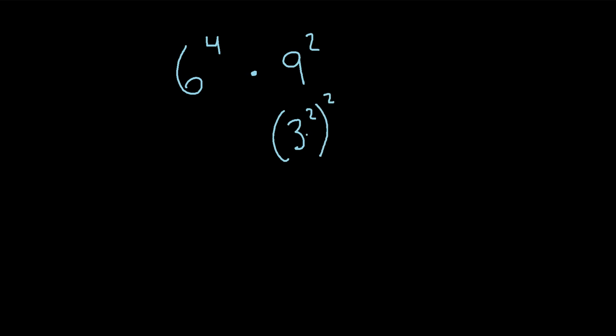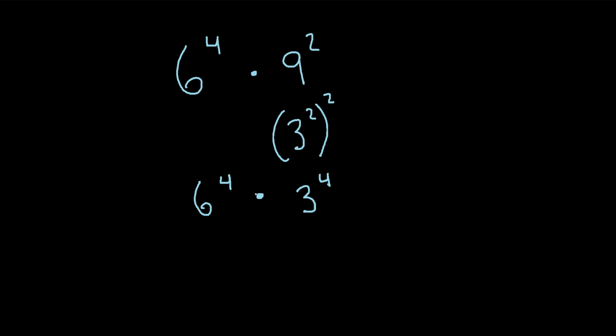So again, when we said we had a number raised to a power and then raised to another power, we can multiply these two values to simplify this expression. So 2 times 2, that's 4. So we can really write this as 3 to the fourth. And now over here we still have 6 to the fourth, so let's write that. 6 to the fourth times 3 to the fourth.